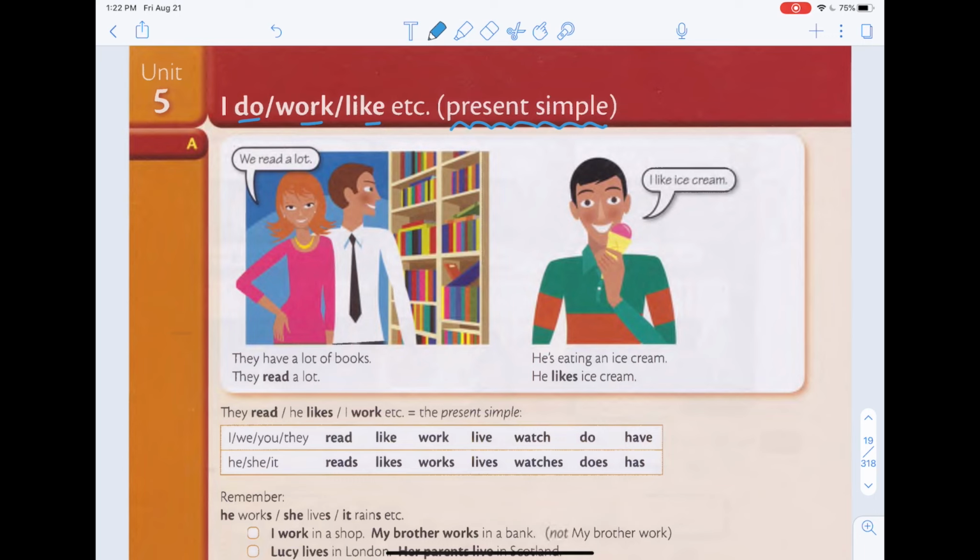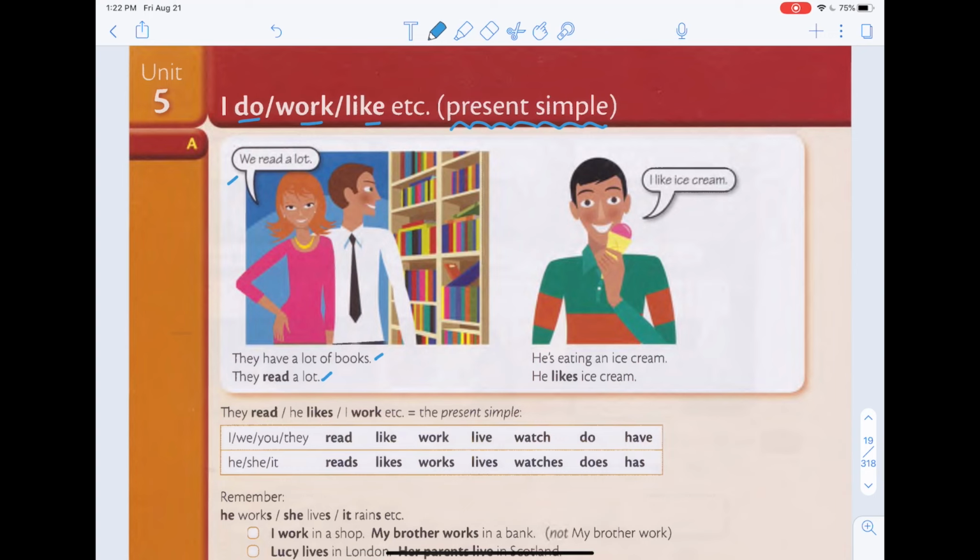Alright, so let's look at these two people in the first picture. Okay, they have a lot of books, right? And she is saying we read a lot. Okay, so how do we describe this picture? We can say they have a lot of books. They read a lot. Okay, so they do a lot of reading.